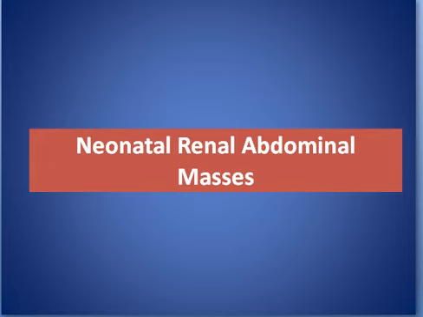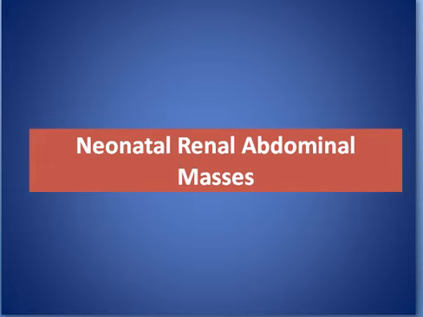My topic today is a short talk about neonatal renal abdominal masses. Renal masses account for about 50% of abdominal masses in neonates, and the most common renal mass in the neonate is hydronephrosis. It can be diagnosed very easily on ultrasound by multiple cysts of almost the same size, which communicate with each other.